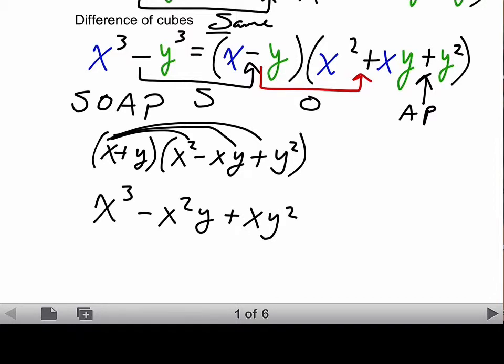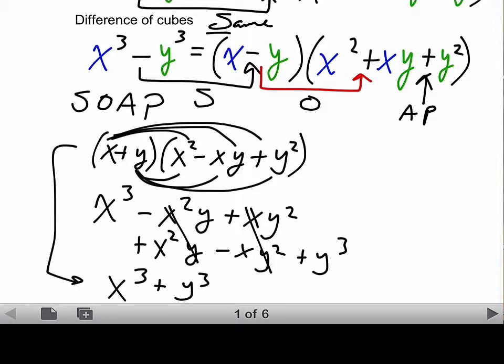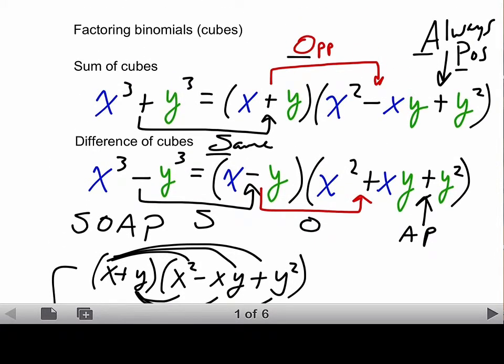Moving on to the y, we have y times x squared, and I'm going to line up my like terms. So this is going to be a positive x squared y. Y times negative xy is negative xy squared. And finally y times y squared is a positive y cubed. I can see that some of the like terms subtract out, leaving me with x cubed plus y cubed, thereby verifying that this is the correct factorization of the sum of cubes. I leave it to you to verify the difference of cubes.